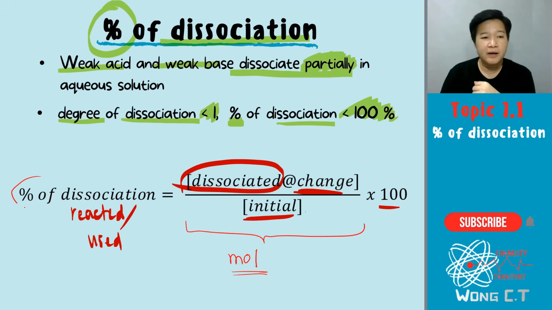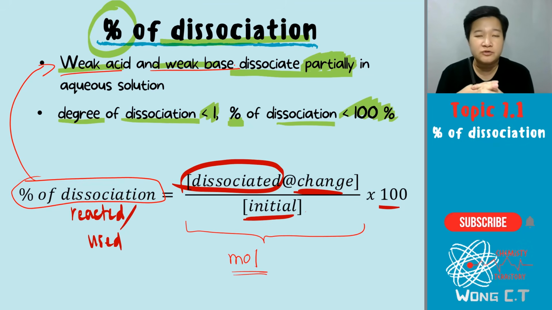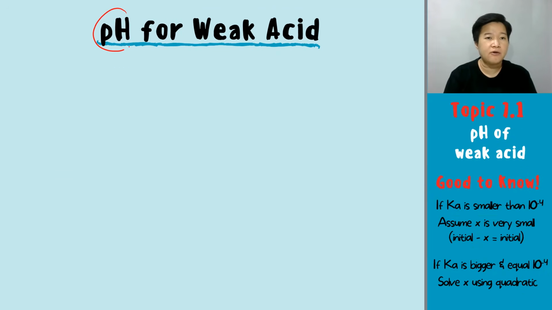And please bear that in mind, the percentage of dissociation is only for your weak acid and weak base because they will only dissociate partially. If it's a strong acid or strong base, no need to calculate. We know that the percentage of dissociation is 100% for the strong acid and the strong base. Okay? Simple. So next, how can I calculate the pH for my weak acid?